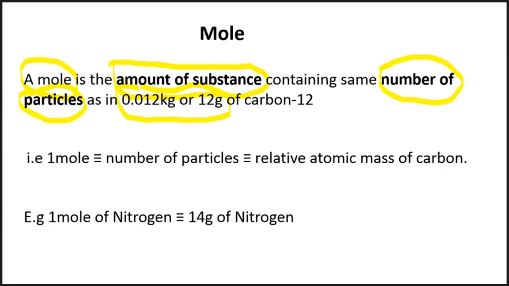And since I said 1 mole is simply the amount of a substance, and the substance could be carbon or any element whatsoever, 1 mole of such a substance, which could be nitrogen, is equivalent to the relative atomic mass of that element, which is 14 grams of nitrogen. It could be any other element apart from nitrogen. So this is a simple example of what I'm explaining.